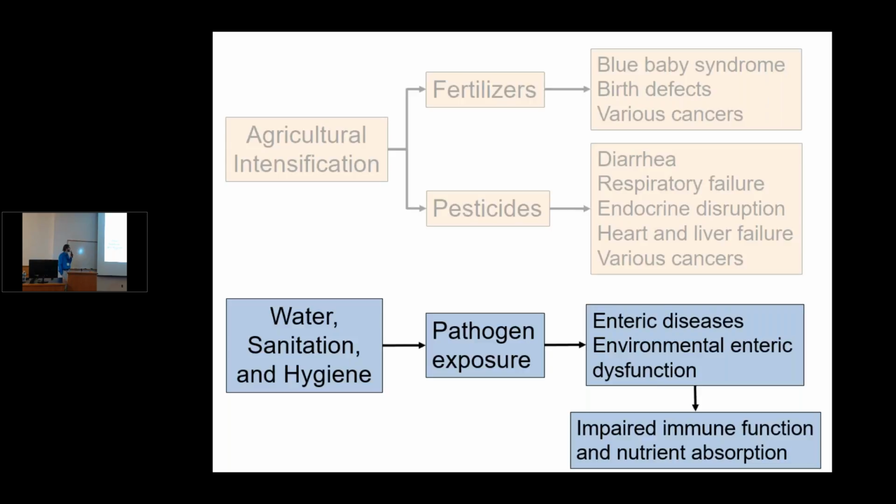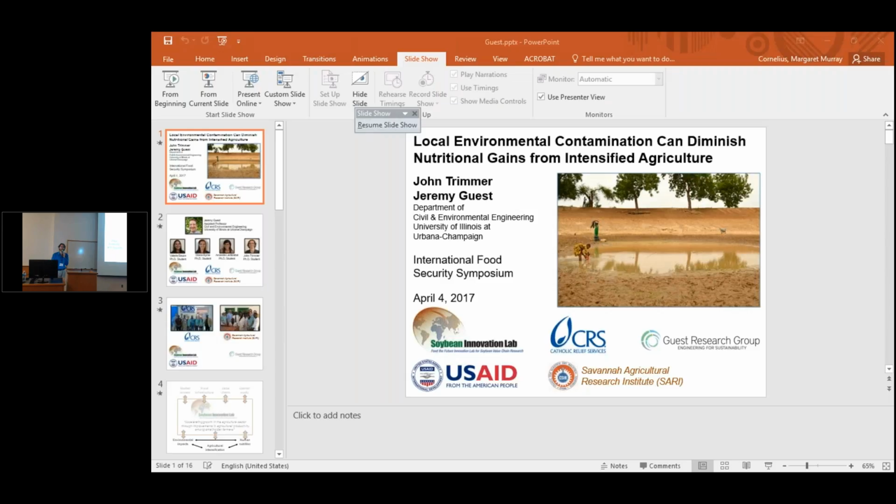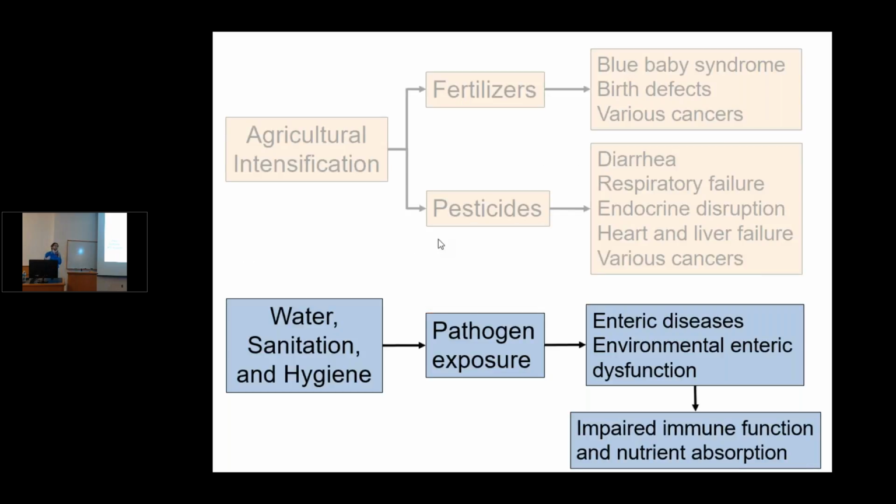For example, issues related to water and sanitation. For example, drinking water contaminated with fecal matter, which can be associated with open defecation or unsafe sanitation systems, can lead to increased risk of pathogen exposure. And that in turn can lead to diarrheal diseases and environmental enteric dysfunction, and that can impair immune function and human nutrient absorption within the body.